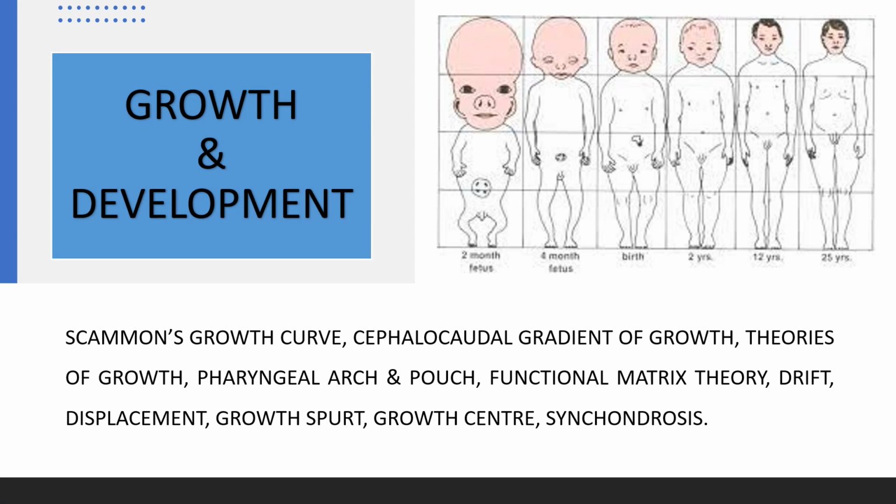And the next one, under growth and development, you have to read about Scammon's growth curve, cephalocaudal gradient of growth, theories of growth, pharyngeal arches and pouches and their derivatives, functional matrix theory and the components of it, what is drift and displacement in bone growth, the growth spurt and the growth center, and what are the types of synchondrosis.